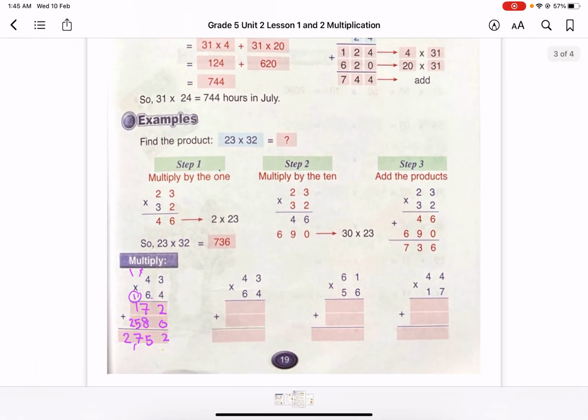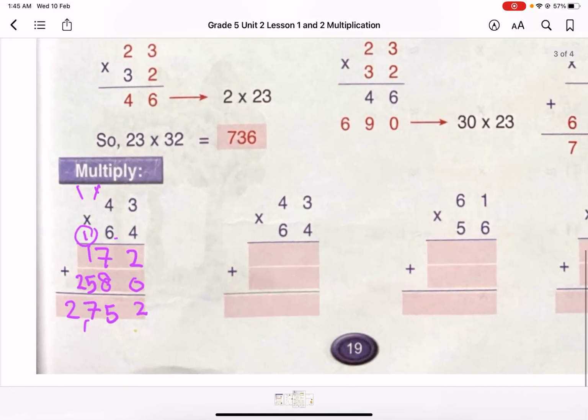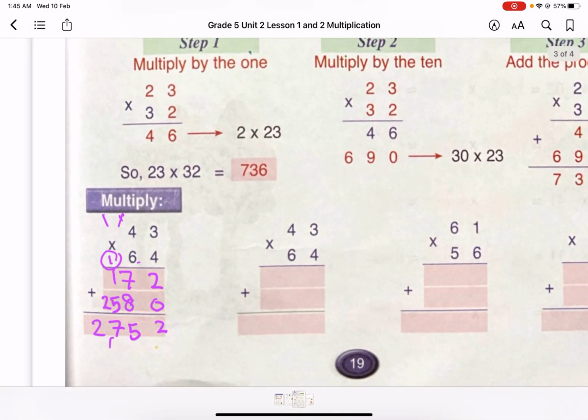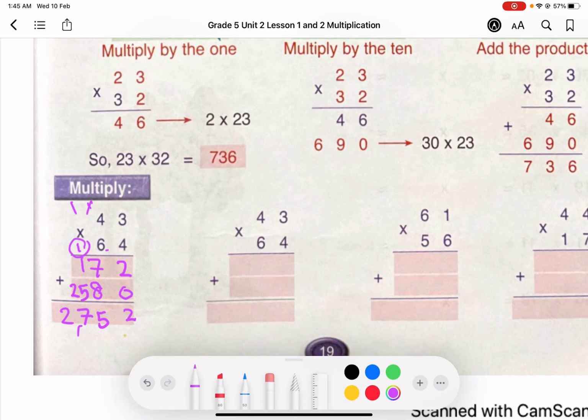Now again, they repeat the question for us. Again, you are going to multiply 4 by 3. It is 12, 2 and 1 above. 4 by 4, it's 16 plus 1, 17. So the first line is finished, it is 172.